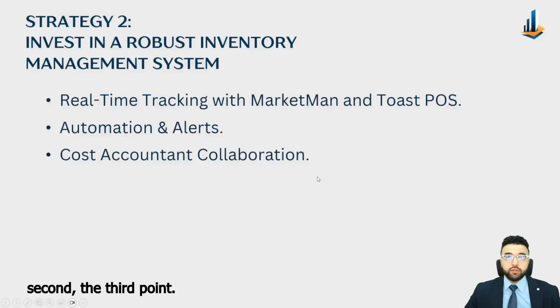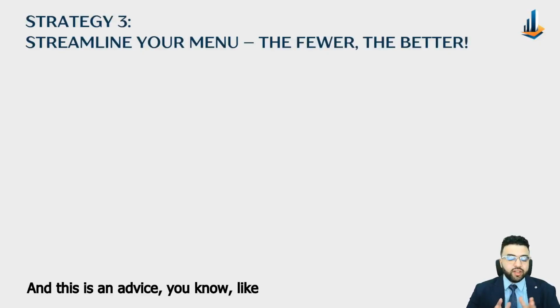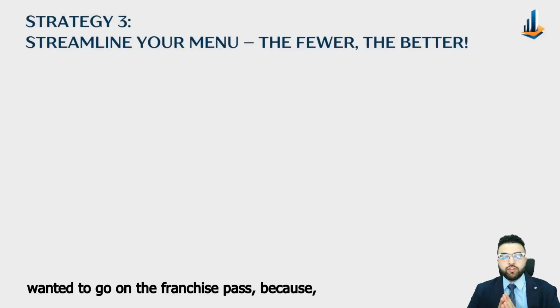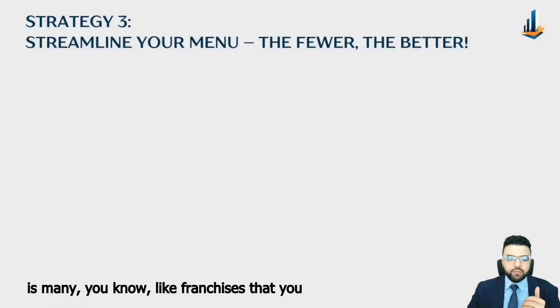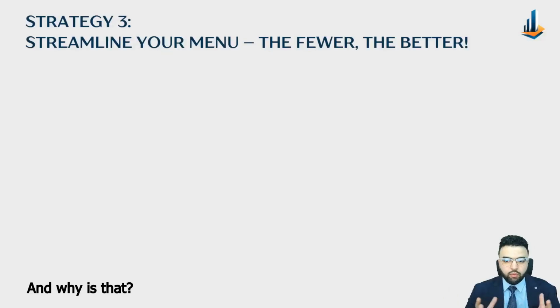All right. So now we're going to move to the third point. Our third strategy here is streamlining your menu. And this is advice I've given to many restaurants that wanted to go the franchise path. Because, let's take, for example, the many franchises that you can see. They have very limited items on their menu. And why is that?